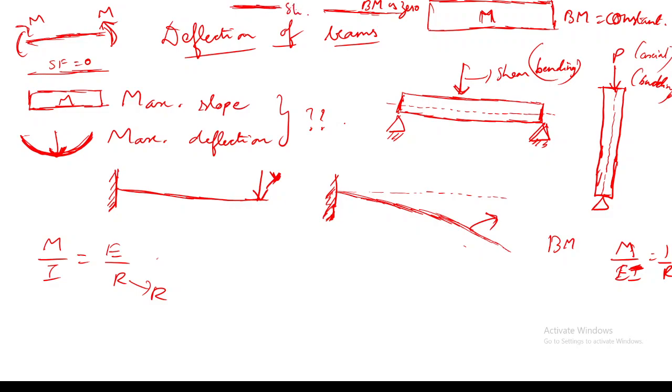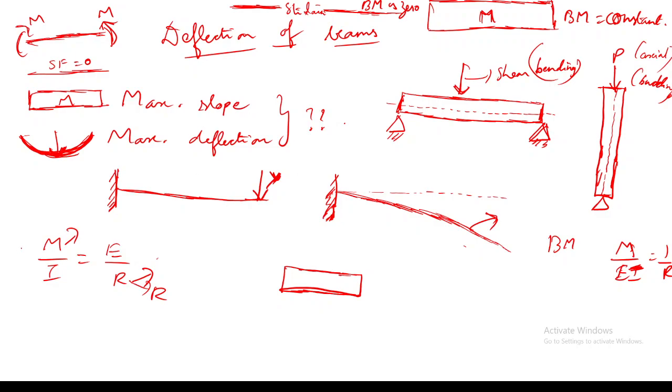Will you repeat this last part? Okay, I will repeat it once again. See, for a particular loading where you are having a constant bending moment value, during that time you will have the radius of curvature as a circular arc. Since the bending moment is constant, the radius of curvature is also constant. So during that time you will be having only a circular arc.